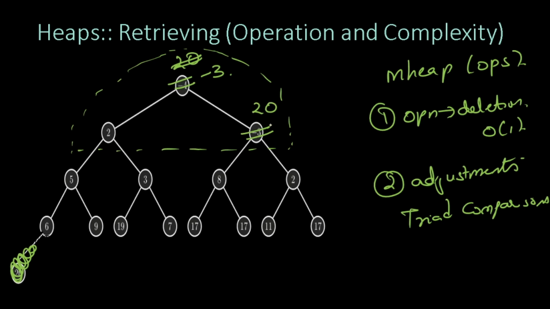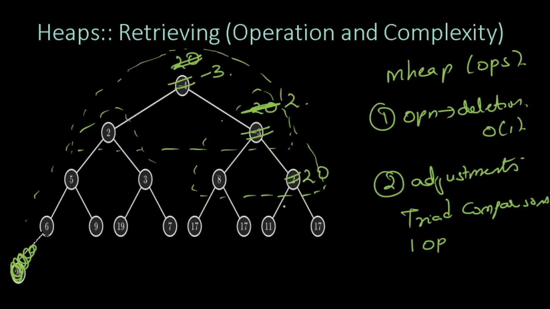Now at the root we already have the smallest element, but let us continue to do adjustments. So far we performed one operation. Now 20 is the element that got modified. This substructure is fine. This substructure is fine. But 20 is the element that got modified, that is, the right child of the root got modified. So let us do a triad comparison. 20, 8 and 2. 2 is clearly the smallest. So 20 becomes 2 and 2 becomes 20.